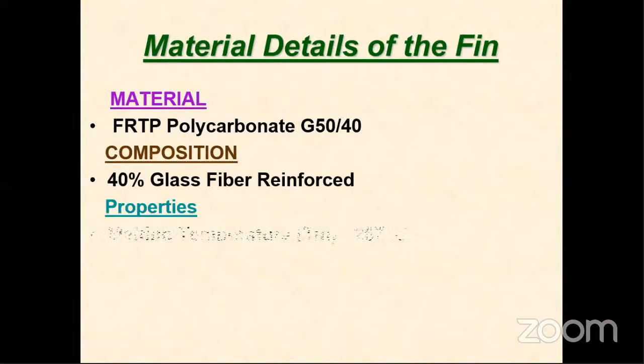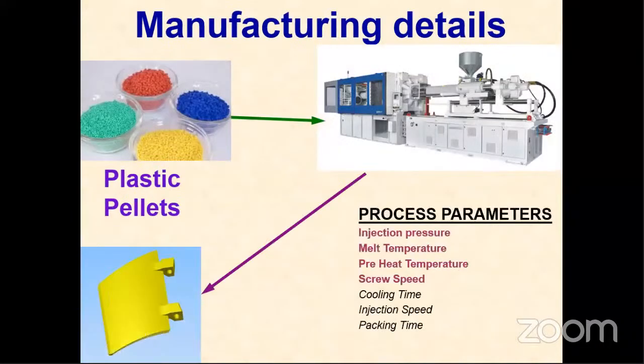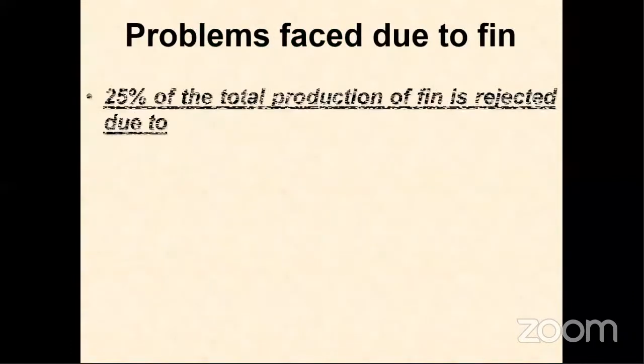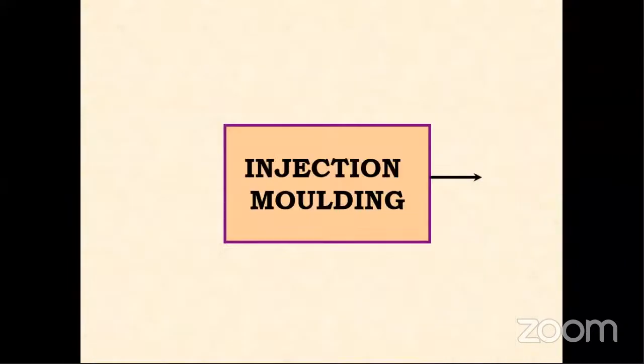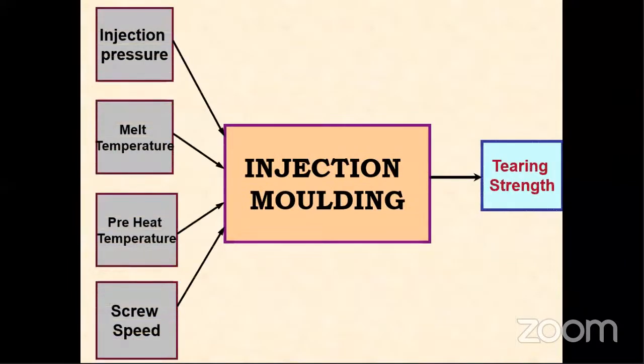And you have the material details and all its properties. And then you go for making this plastic fin. And then because it is online overall, I have to be very certain. So these are all my factors, and my response is tearing strength. And this is my process.